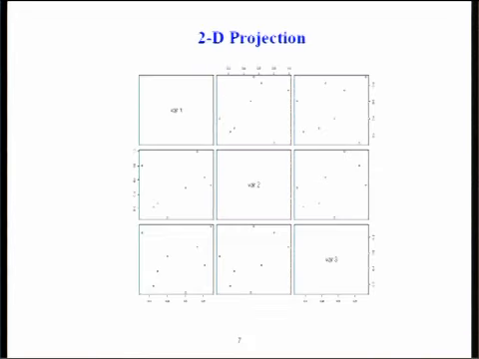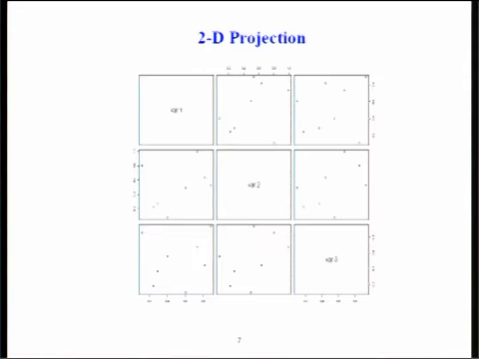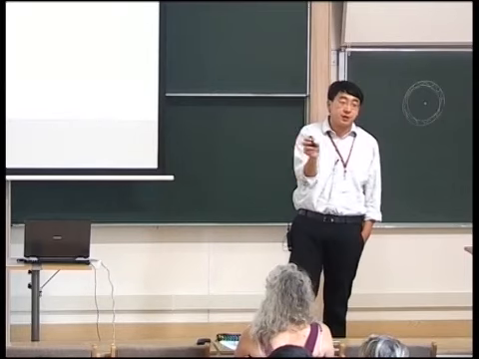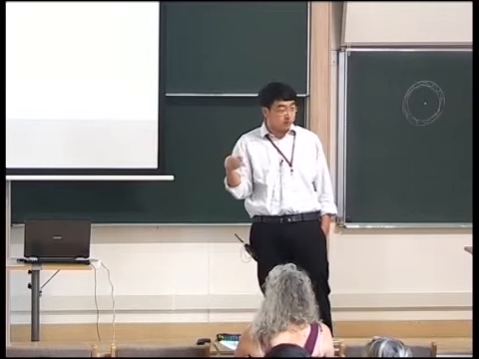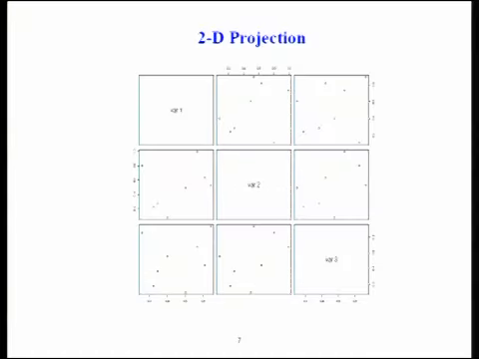So here are the two-dimensional projections for this design. You have 8 points here. If you project these 8 points in either this direction or this direction, each of the 8 intervals has exactly 1 point. So it helps you have one-dimensional stratification. Okay, so far it's just introduction.